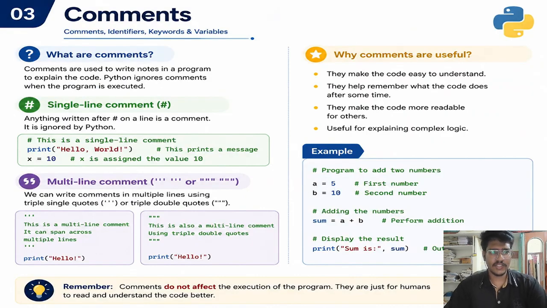So what are comments? Comments are used to write notes in the program to explain the code. Python ignores comments when the program is executed. We put a hash, and whatever we write in the comment on that single line will not run. Like you have written a equals 5 and a comment "first number", so the comment will not run. The first number will not be printed if you write print a.